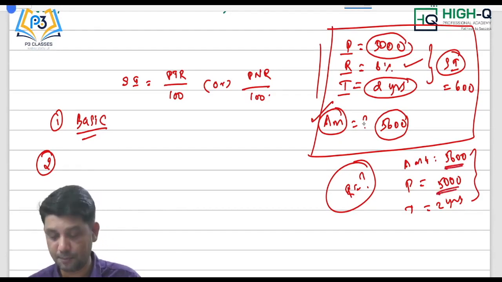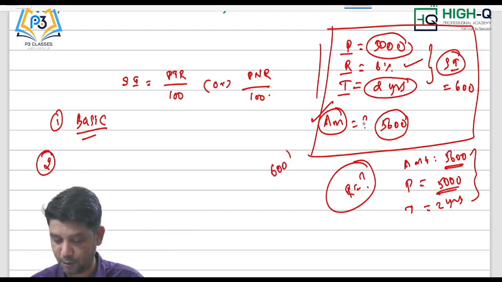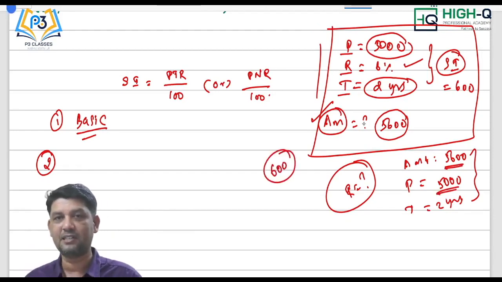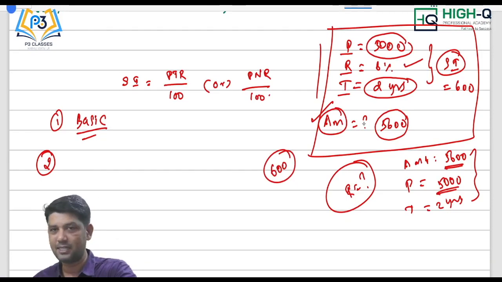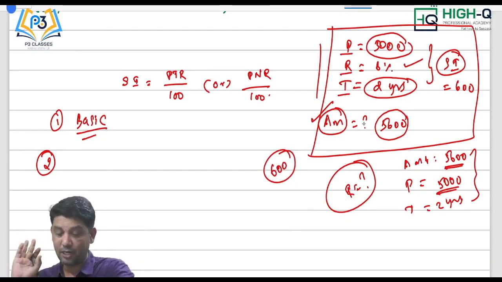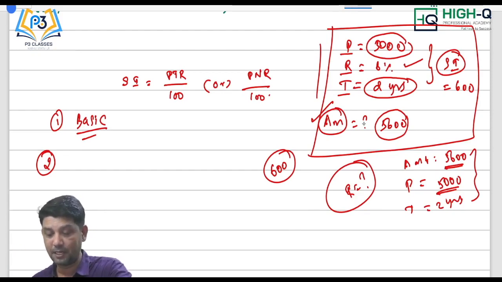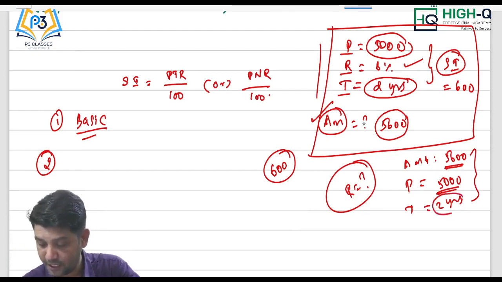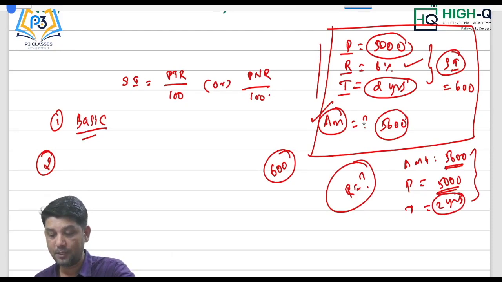Amount and principal. Can you find out simple interest directly? Amount minus principal is 600. So amount minus principal is equal to simple interest. We got simple interest, 600 rupees. Now, how much is the time taken? 2 years is your time taken.